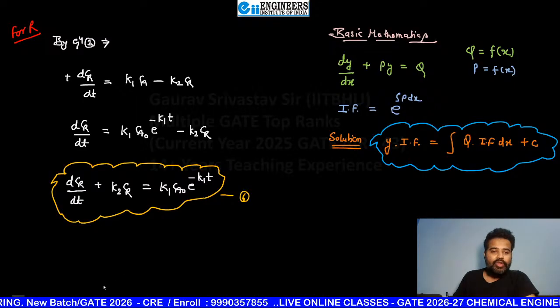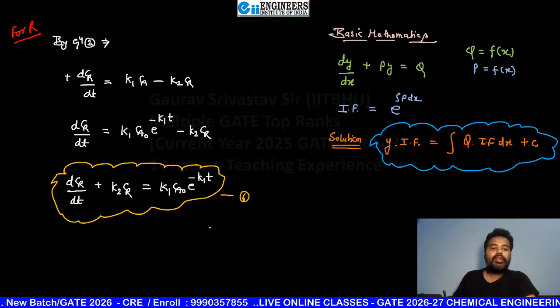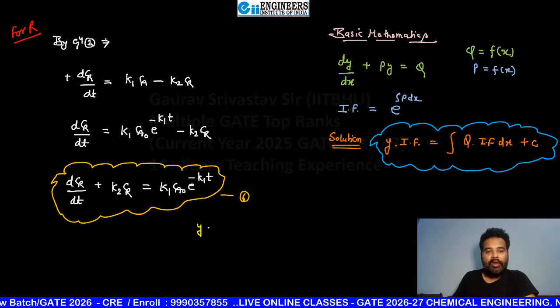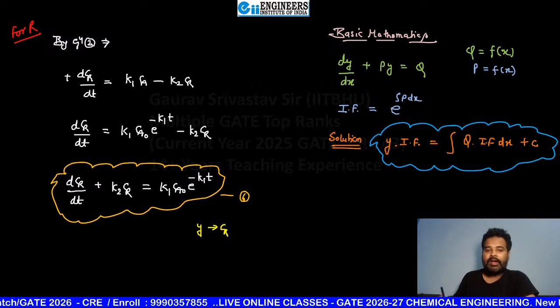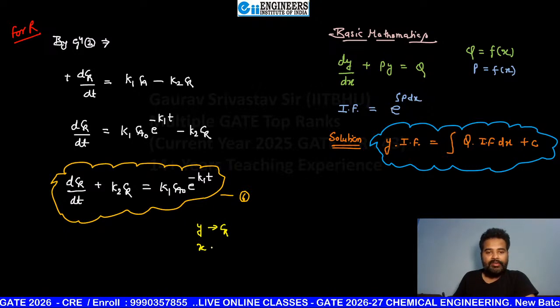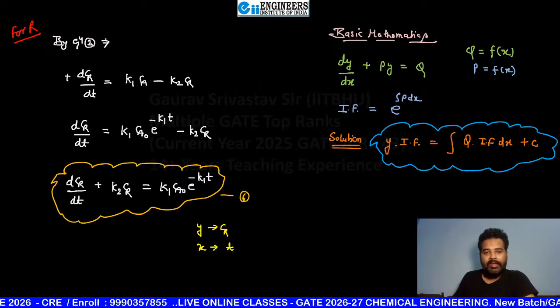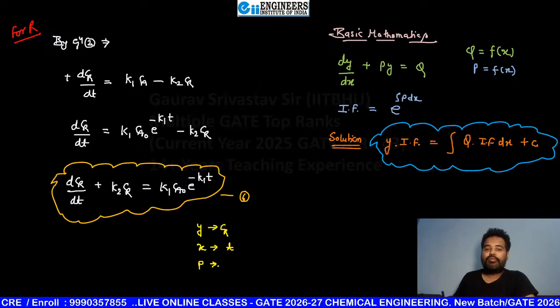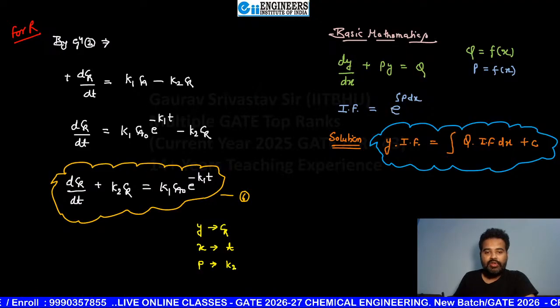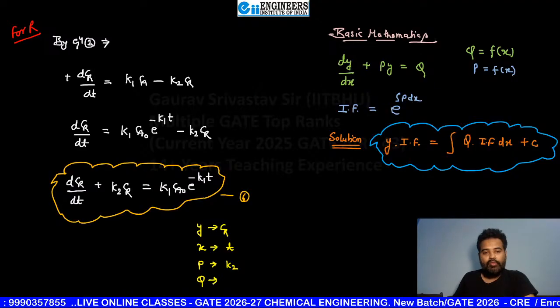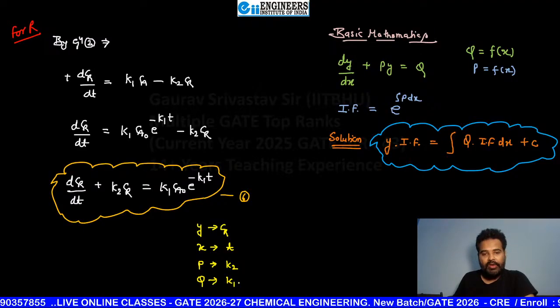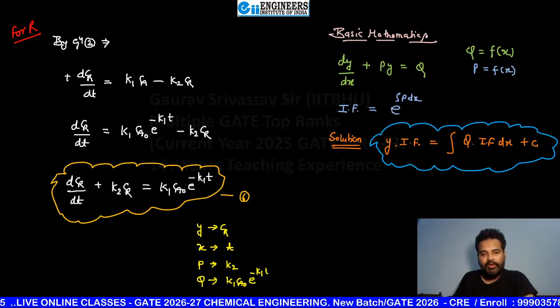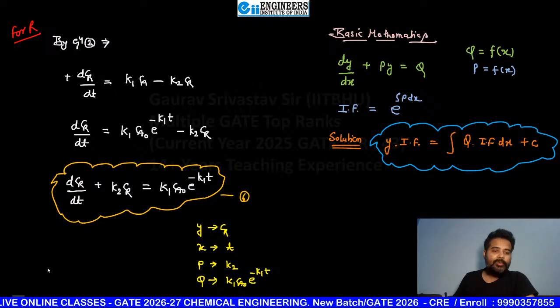By comparing these two equations, clearly in place of y we have CR, in place of x we have T, in place of P we have just K2, and in place of Q we have K1 Ca naught e raised to power minus K1 T. So what should be our solution now?